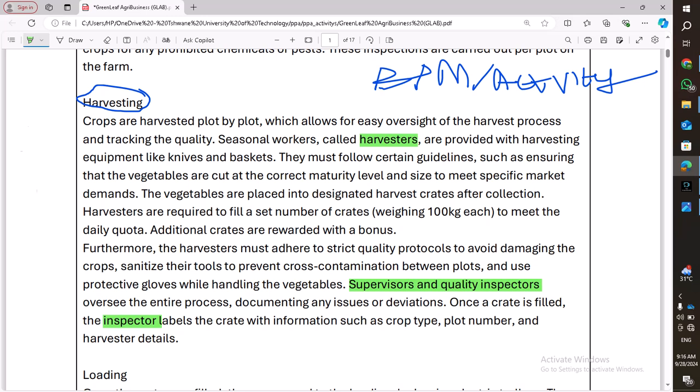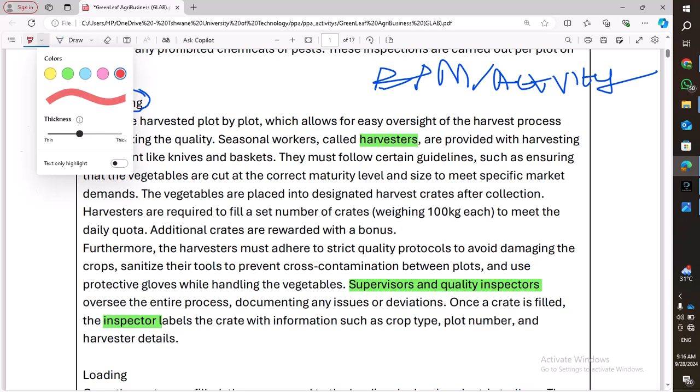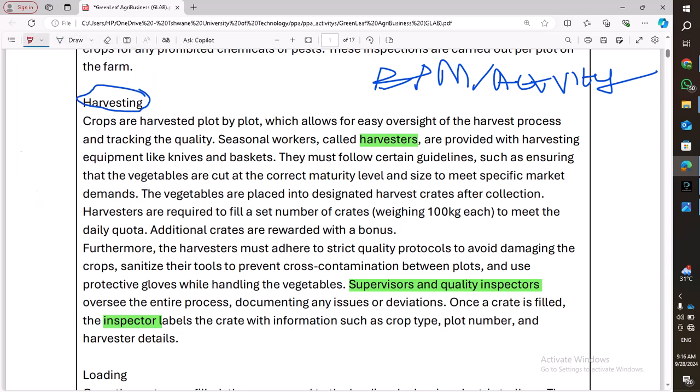Okay, now we're looking for the verbs. Again, I'm reading for the third time to look for the verbs. For now I'm looking for the verbs. Then they say the crops are harvested. This is when you harvest the crops, which allows us to more easily oversee the harvesting process and track the quality.